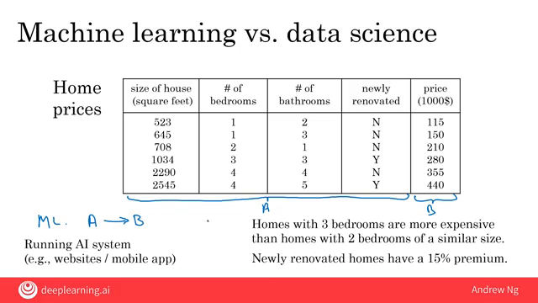So these would be examples of data science projects, where the output of a data science project is a set of insights that can help you make business decisions, such as what type of house to build or whether to invest in renovation. The boundaries between these two terms, machine learning and data science, are actually a little bit fuzzy, and these terms are not used consistently even in industry today. But what I'm giving here is maybe the most commonly used definitions of these terms, but you will not find universal adherence to these definitions.